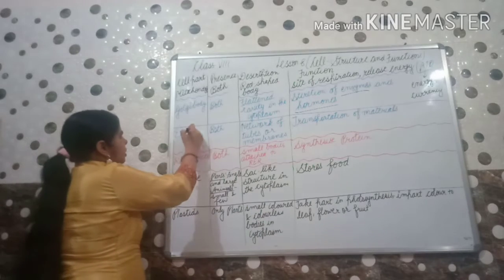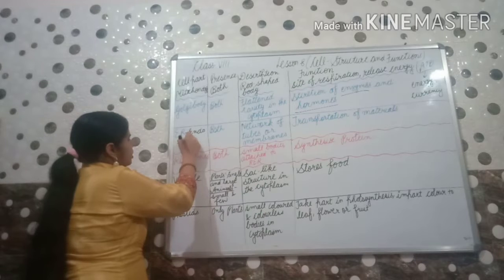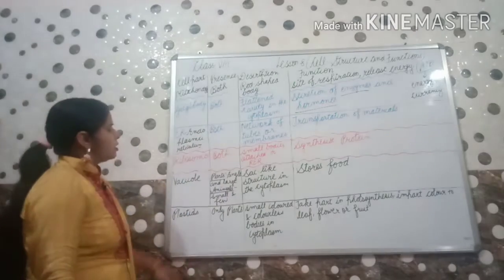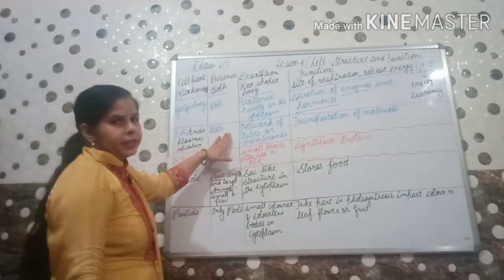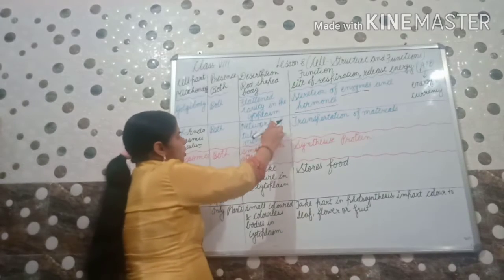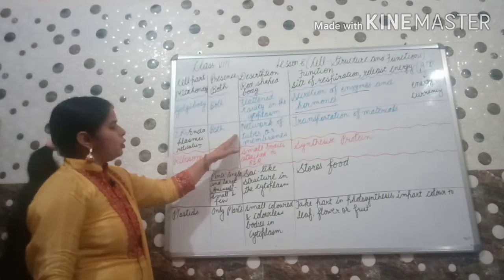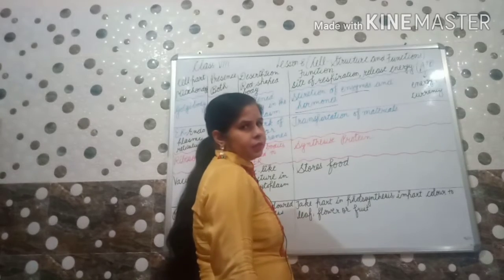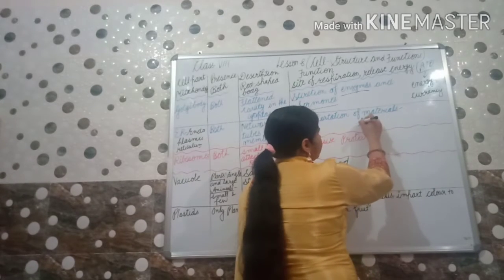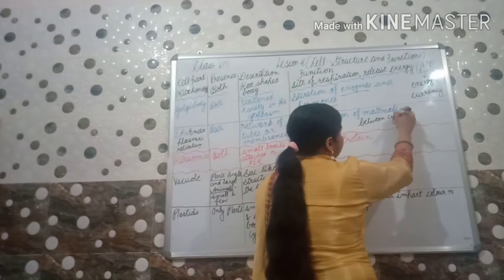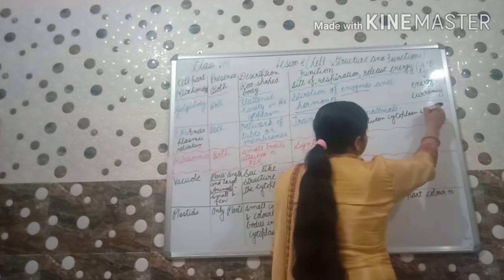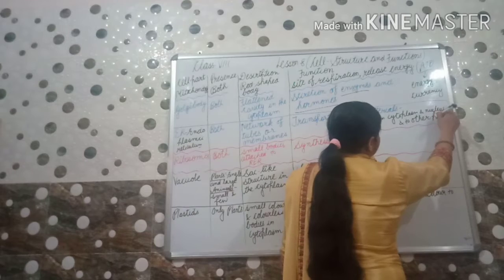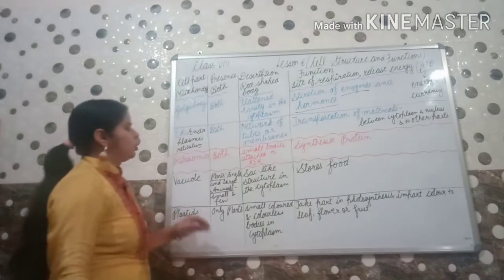Next, ER, the endoplasmic reticulum. It is present in both animal cells and plant cells. Description: it is a network of tubes and membranes. The function of the endoplasmic reticulum is transportation of materials. Transport of materials between what? You can say between cytoplasm and nucleus and to other parts. Okay, that is the function of the endoplasmic reticulum.